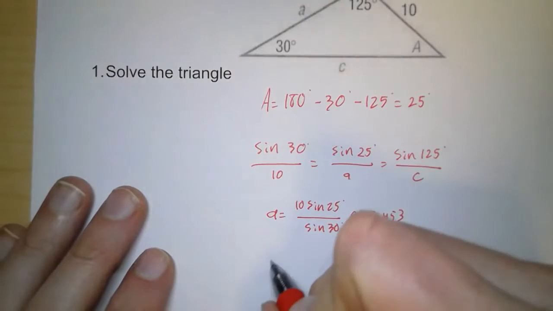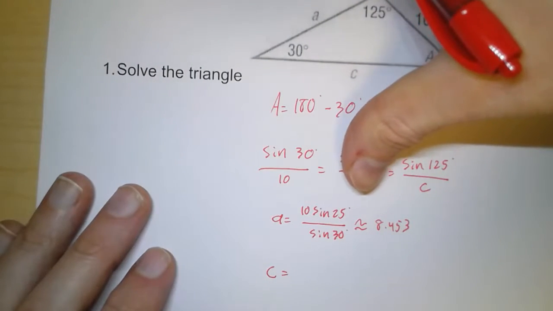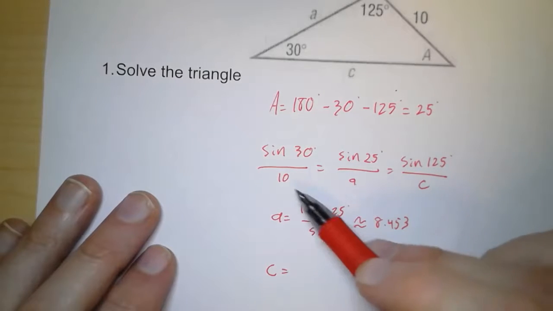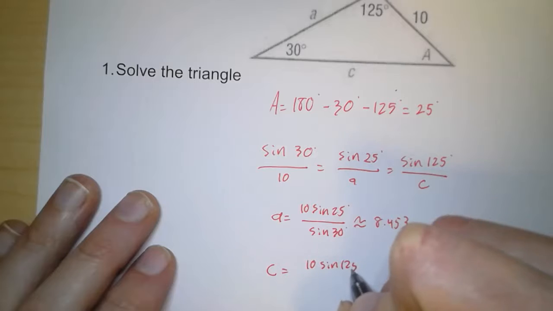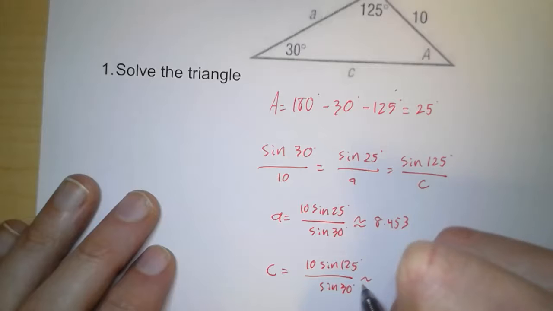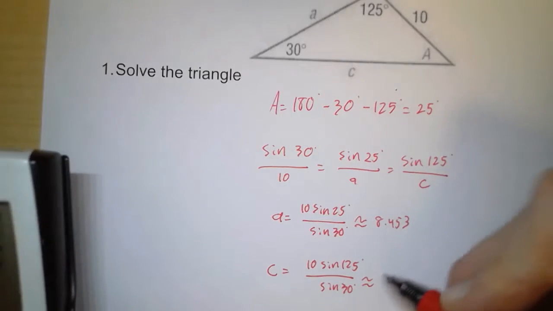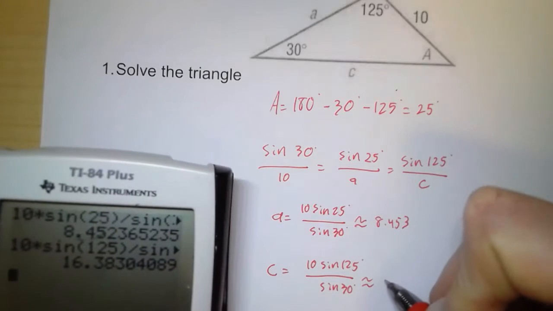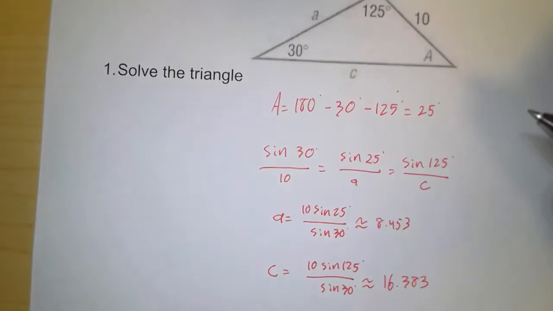Now, to find the value of C, we can do it the same way. We can just cover up this middle proportion. To find the value of C, we would cross multiply: 10 times sine of 125 divided by sine of 30 degrees. And if we want a decimal approximation, we can find that as well. On our calculator, we type in 10 sine of 125 divided by sine 30, and we get approximately 16.383. And 3 decimal places is about all you really need.